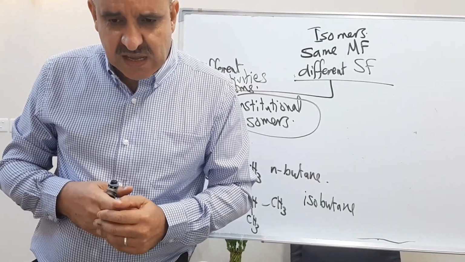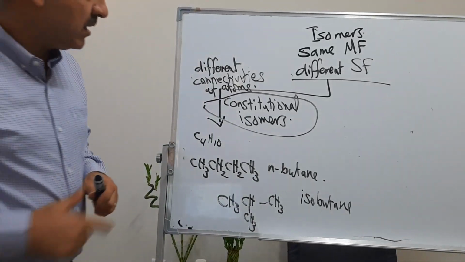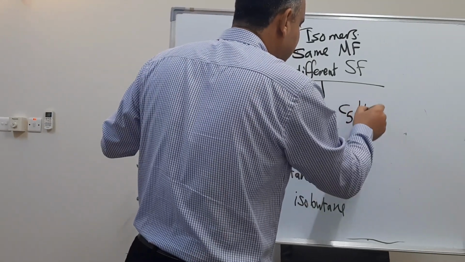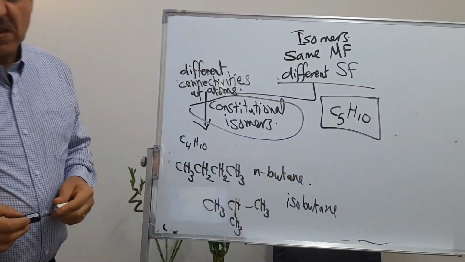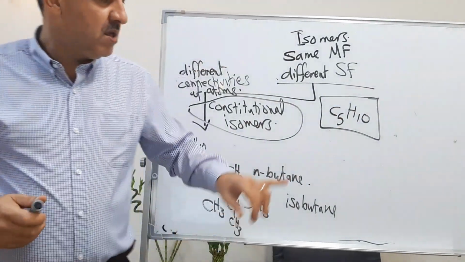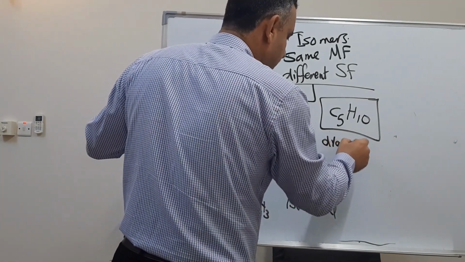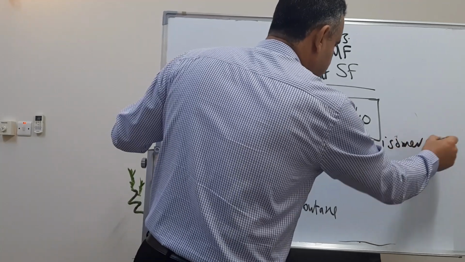Now, as a practice, please draw all constitutional isomers of the formula C5H10. So please draw all isomers. Let me just write it. Draw all isomers of this formula.